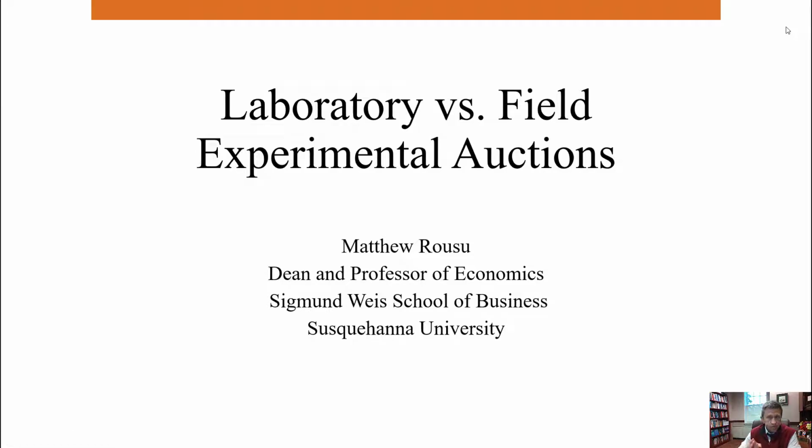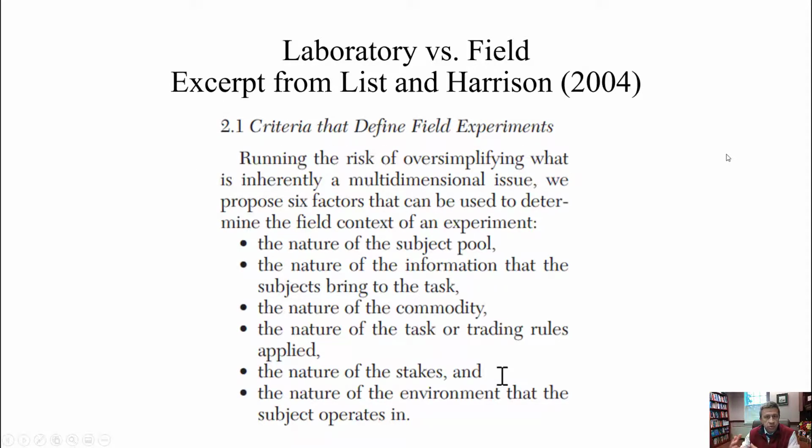Today, in this short video, I'm going to talk a little bit about laboratory versus field experiments, specifically for those who are looking to conduct experimental auctions. As a setup of how to organize our thinking about this, I think it's really good to go to the paper on field experiments by List and Harrison. This is a 2004 paper, and they put out a taxonomy that we're going to look at in just a moment. They look at the difference between what is a laboratory experiment and what is a field experiment.